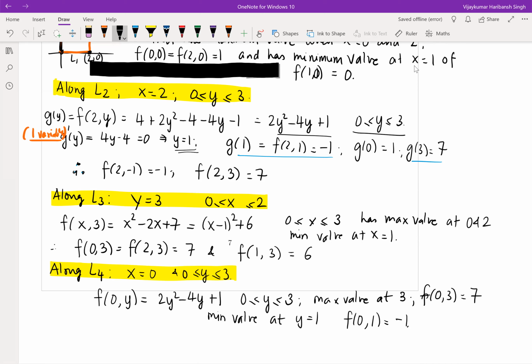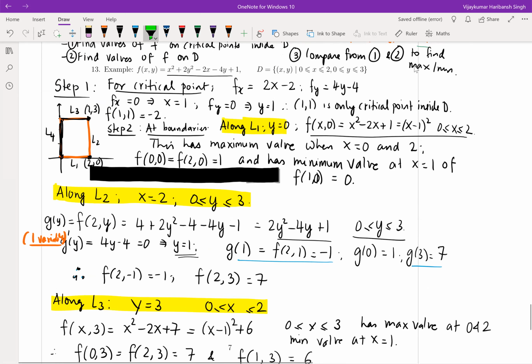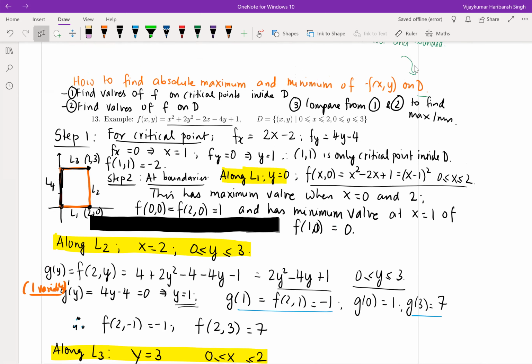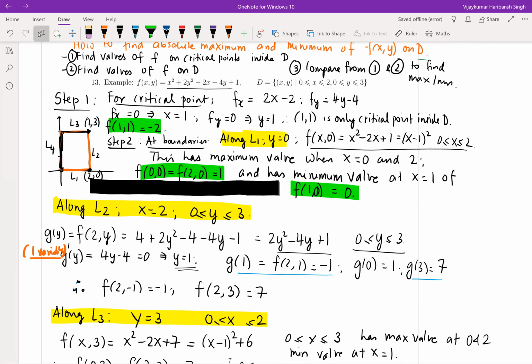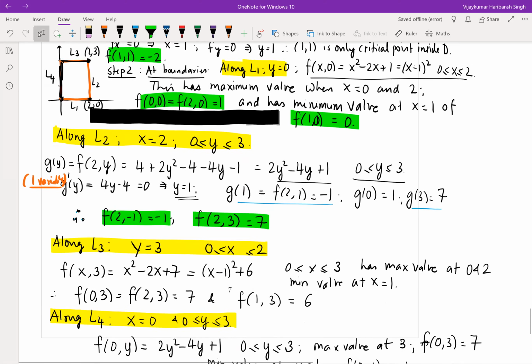So now we have to compare the values. Let's compare all the values we got. These are the values we need to compare. Along L2, we got a maximum and minimum to compare here.